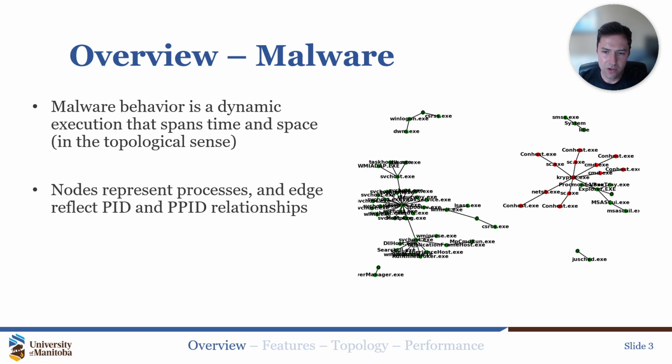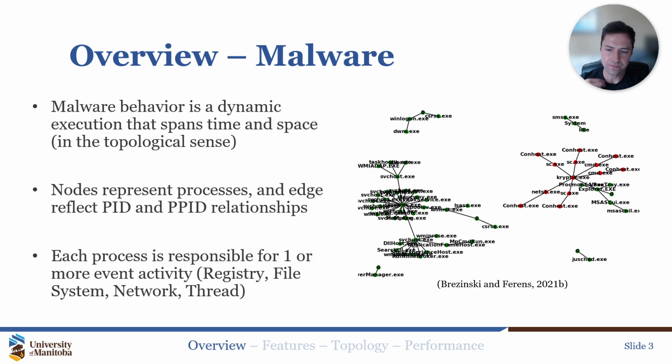One thing to notice is that nodes in this figure represent processes, and the edges reflect the process identifier and parent process identifier relationship. That's how you can move along the chain and find out which process spawns from which one.